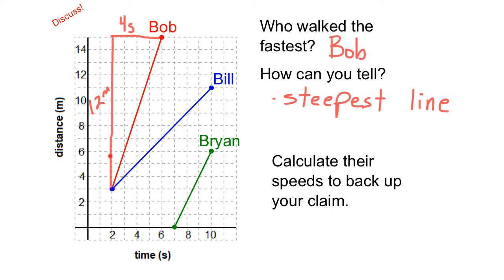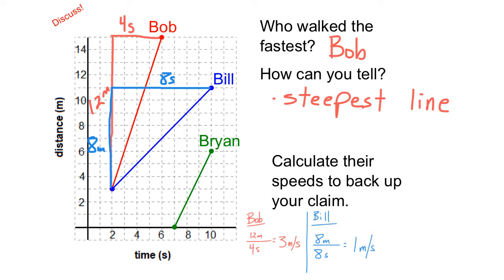So I can see from here to here, Bob walked 12 meters and it took him 4 seconds. So 12 meters in 4 seconds, I can get my speed, meters divided by seconds, I get 3 meters per second. I look at Bill, he traveled 8 meters in 8 seconds. So when I calculate his speed, meters divided by seconds, it's 1 meter per second. Brian traveled 6 meters in 3 seconds. So when I take meters and divide by seconds, I get 2 meters per second.